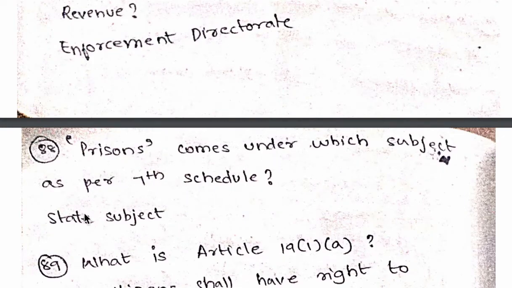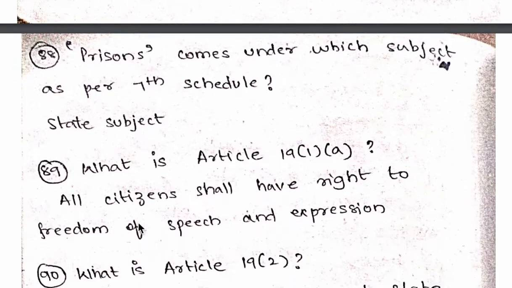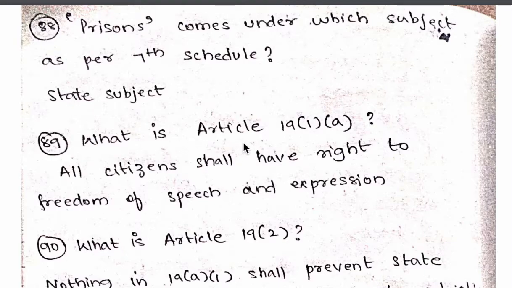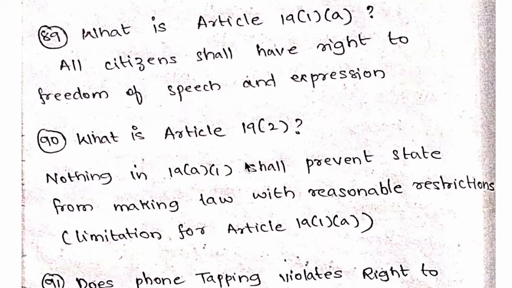88th question, prisons come under which subject as per 7th schedule? So it comes under state subject, and even police also comes under state subject. 89th question, what is Article 19 Clause 1 Clause A? It is all citizens shall have the right to freedom of speech and expression. 90th question, what is Article 19 Clause 2? So nothing in Article 19 Clause 1 Clause A shall prevent the state from making any law with reasonable restrictions. So it is like a limitation for Article 19 Clause 1 Clause A.